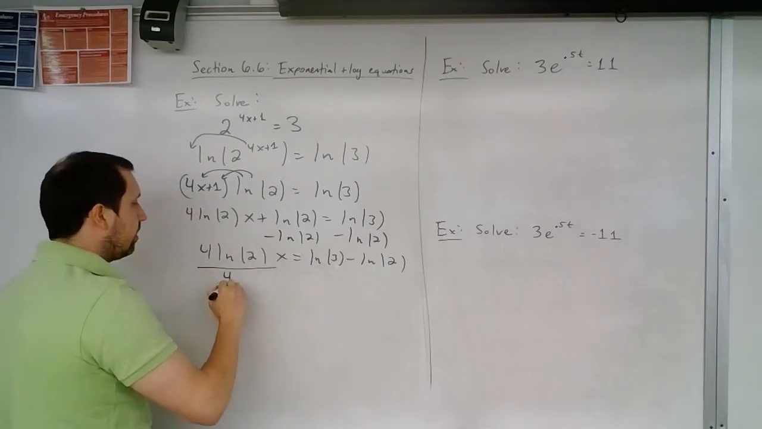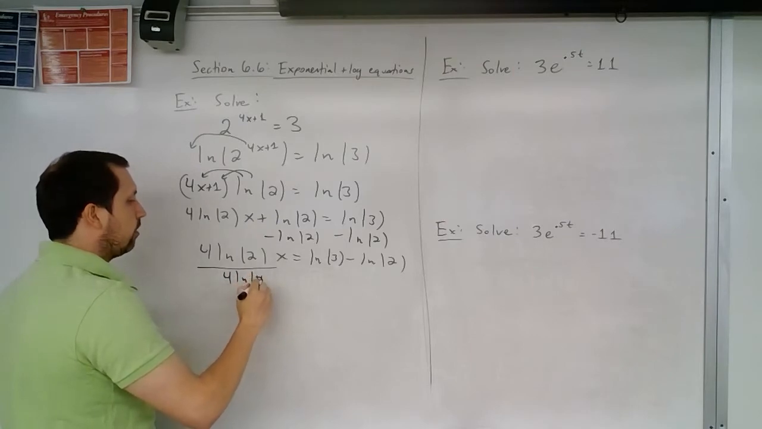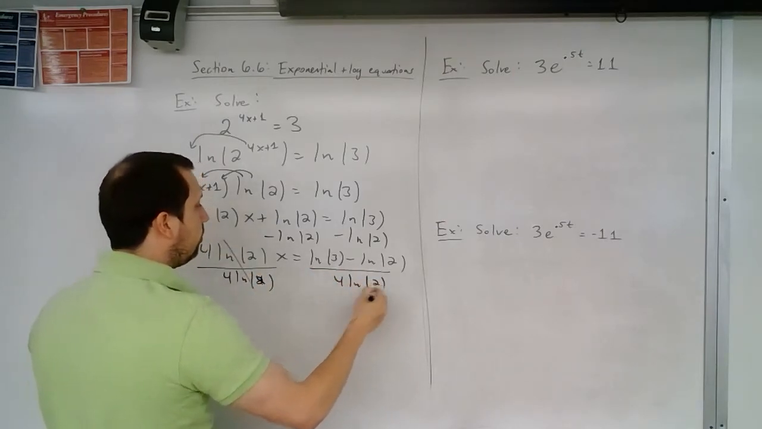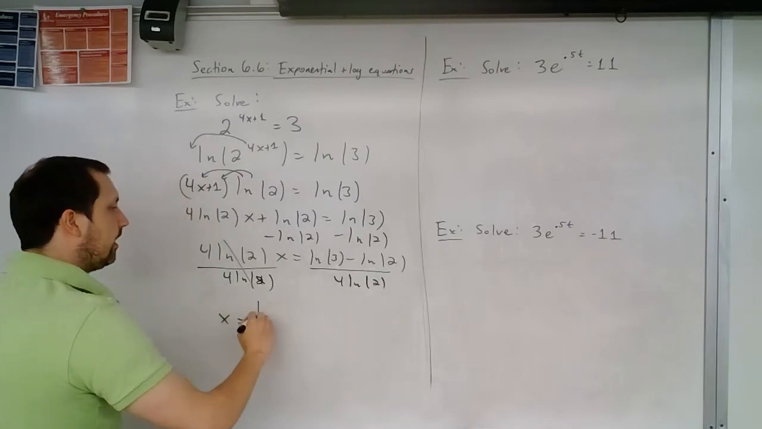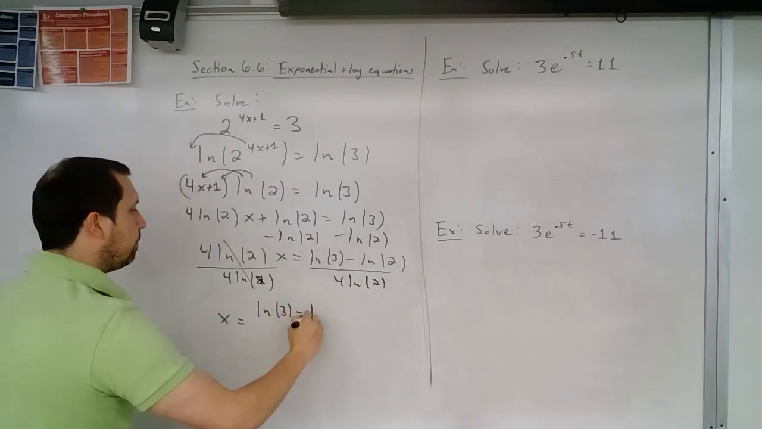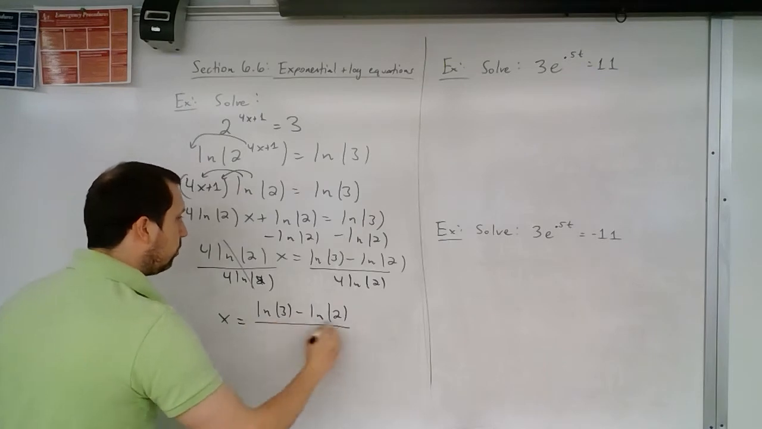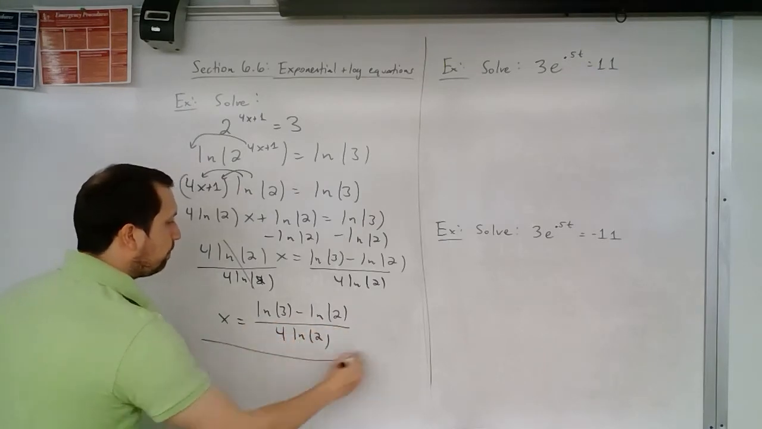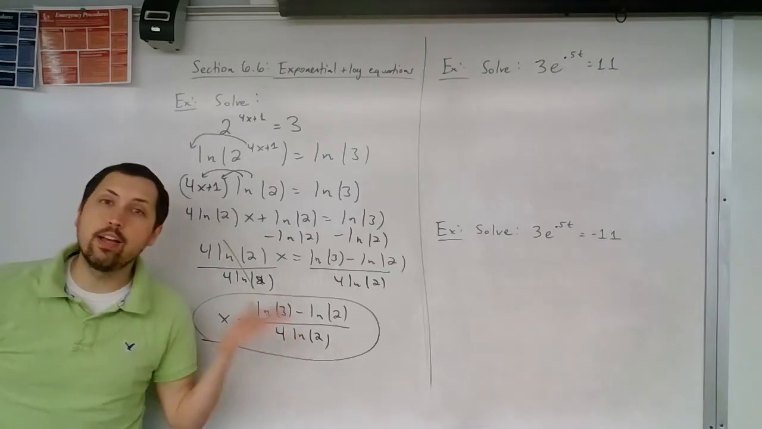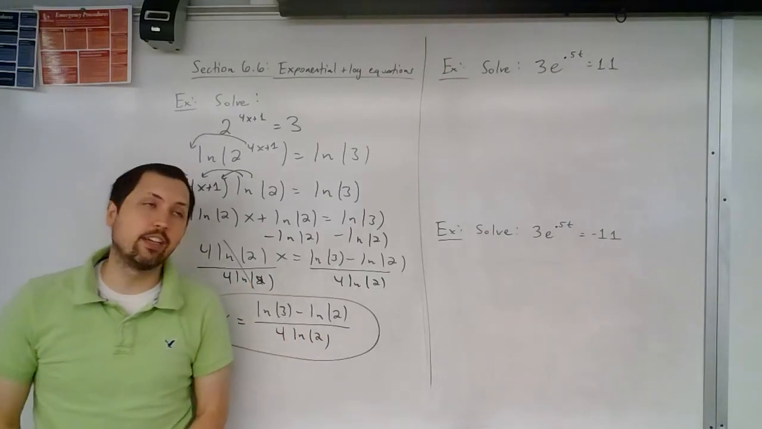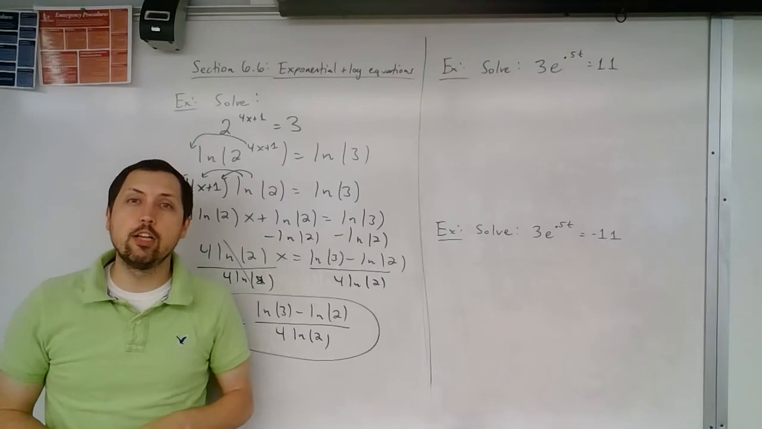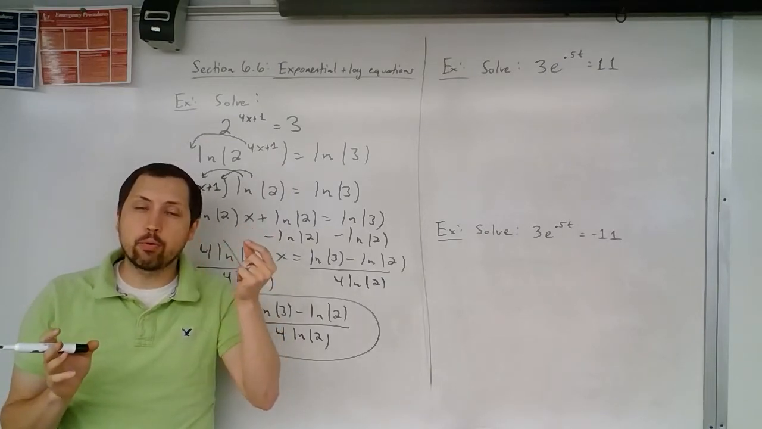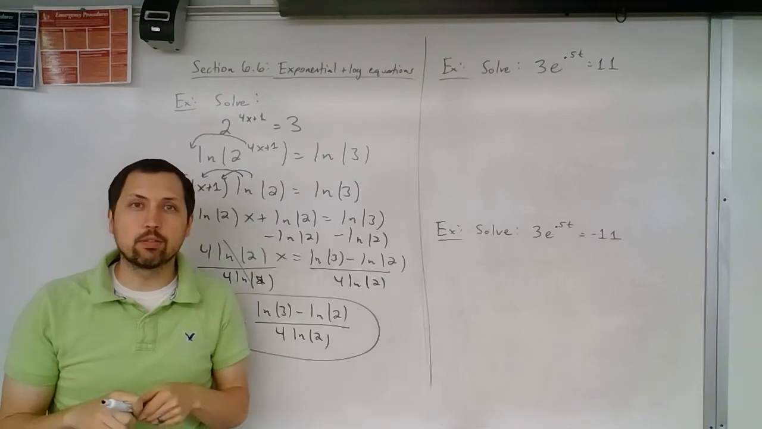So I divide by 4 times natural log of 2, and my answer is natural log of 3 minus natural log of 2, divided by 4 times natural log of 2. And there we go. That is your final answer to this question. So again, the important part is that when the variable is in the exponent, you're thinking in logarithms.